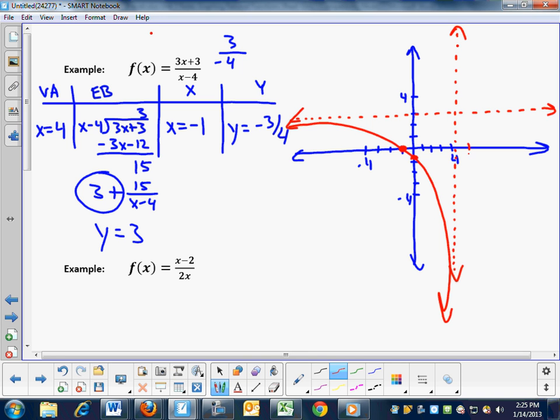Yeah, let's plug in 5. That would be the next point over. 3 times 5 is 15, plus 3 is 18. 5 minus 4 is 1. So if you plug in 5, you get 18, which would be way up there. So are you going to draw the graph in the top part or the bottom part? Top part. And again, it has to fall along with the asymptotes.